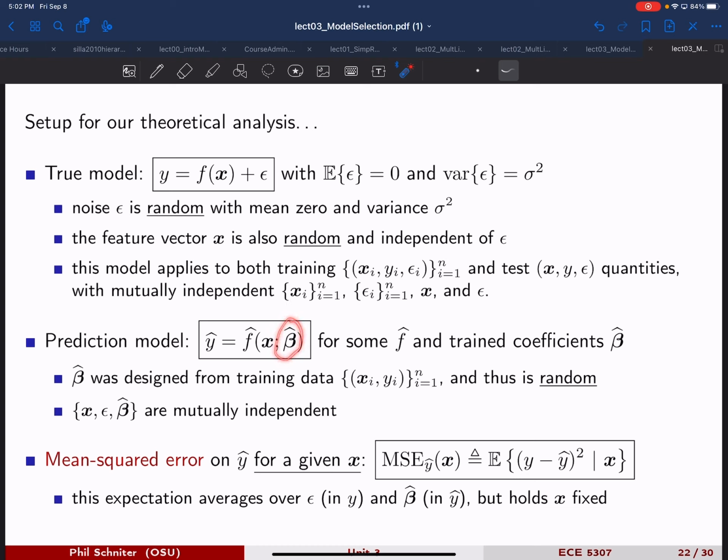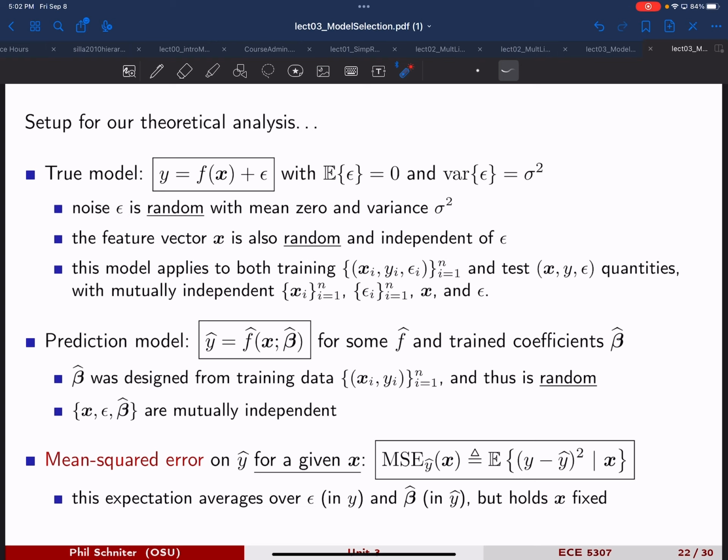And there's a hat on the beta vectors just to represent that these are the trained ones. They're trained from some training data, some XY pairs. Remember, because the xi's are random, the yi's are also random, and therefore, when I plug those into my training procedure, my beta hats will also be treated as random. Okay, so that's part of the model. And the key thing to remember now is that the test features, the test error, and these training-derived betas, they're all mutually independent. So those are the things we're going to use when we do our analysis.